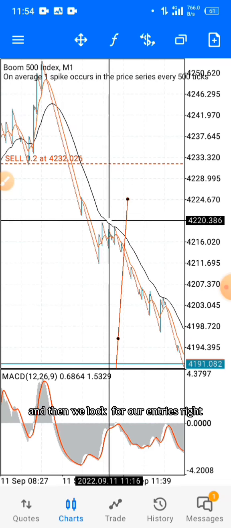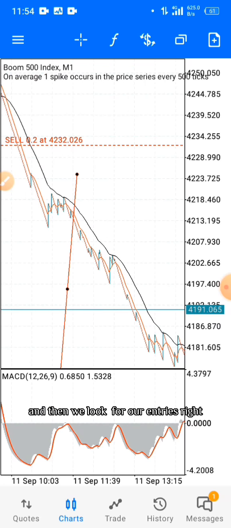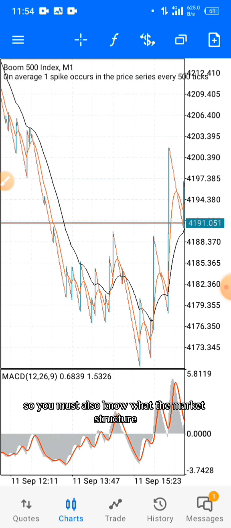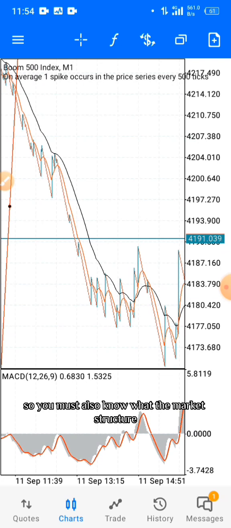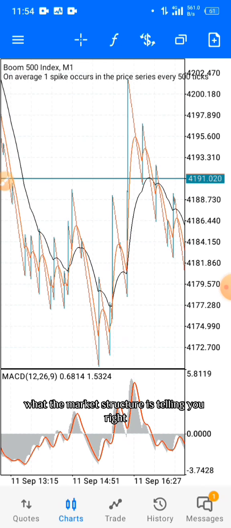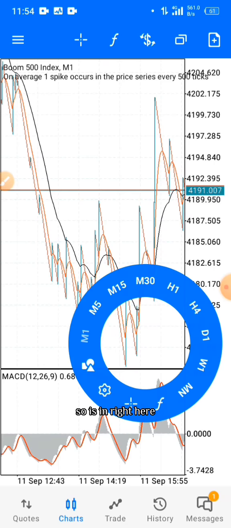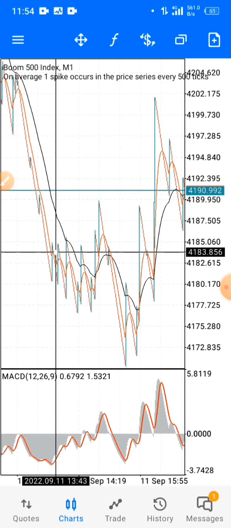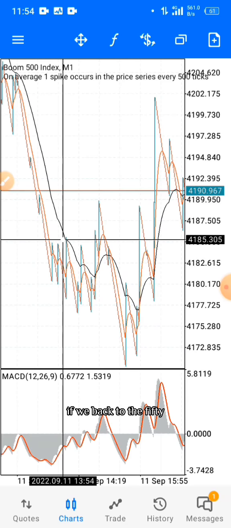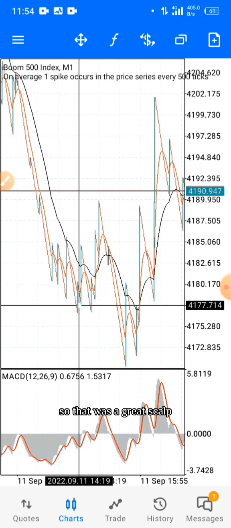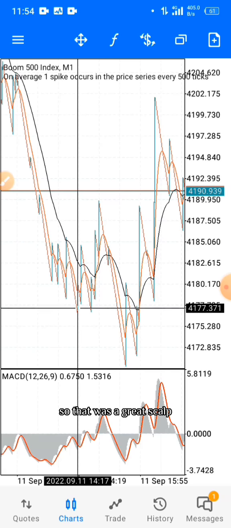and then look for entries, right? You must also know what the market structure is telling you, right? So as in right here, we pull back to the 50 MA, we enter a sell. That was a great scalp, right?